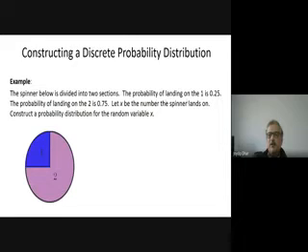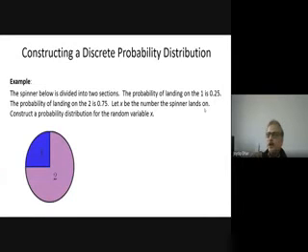The probability of landing on 1 is 0.25 because it occupies only 25% of that circle, and the probability of landing on 2 is 0.75 because it occupies 75% of this circular region. So let x be the number the spinner lands on. Our random variable is the number the spinner lands on. Now I will construct the probability distribution of the random variable x.